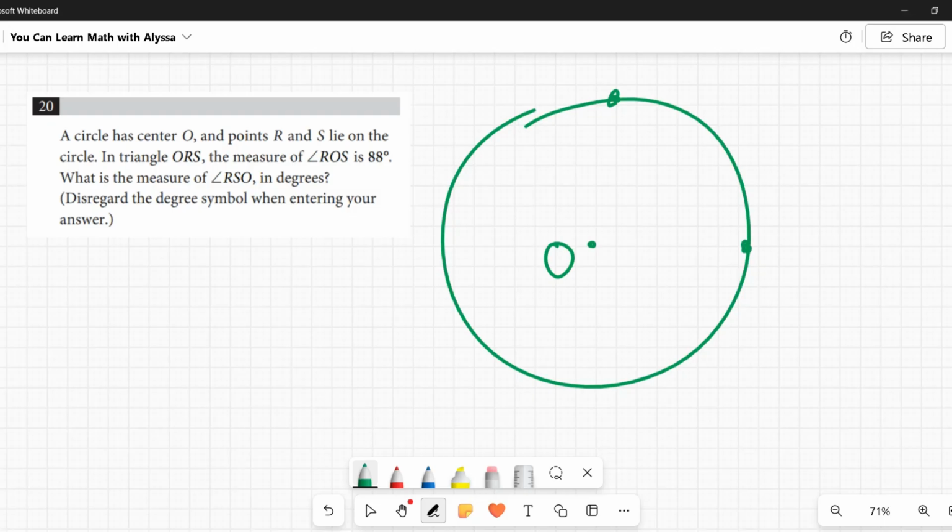Okay, so R and S are on the circle. And we're told there's a triangle ORS. So we need to connect these 3 points. All right, there's our triangle. Those lines are so bad. Let me do actual straight lines using the straight line tool. Woo, I can do tech. All right, so triangle ORS, the measure of angle ROS, this one right here, is 88 degrees. Okay. What is the measure of angle RSO in degrees?